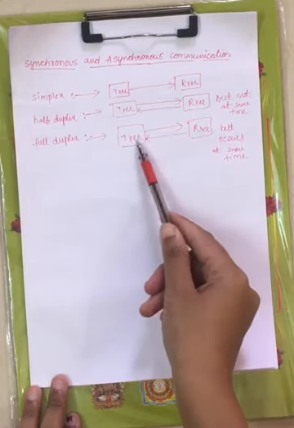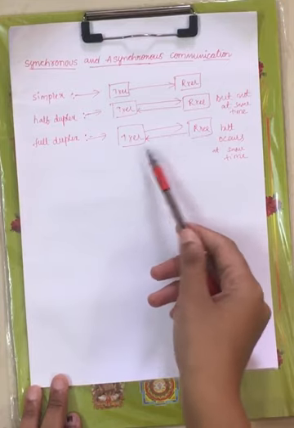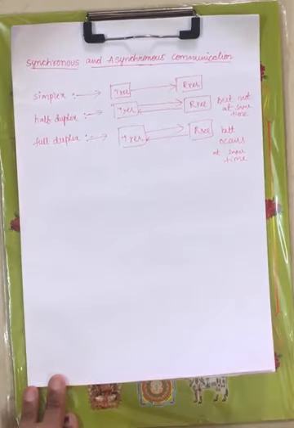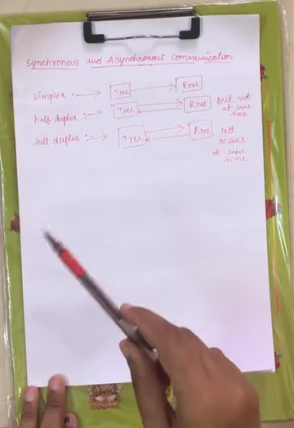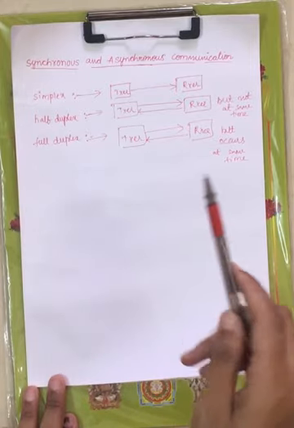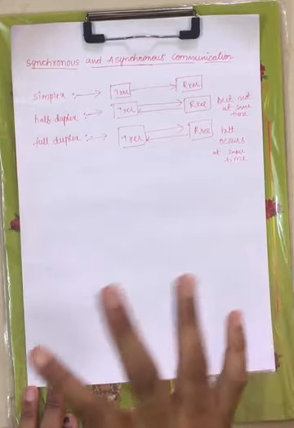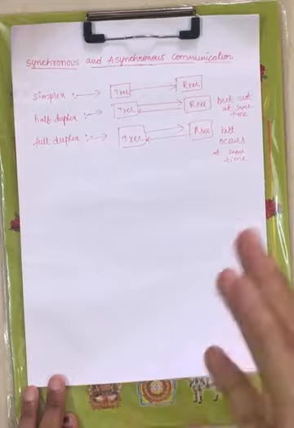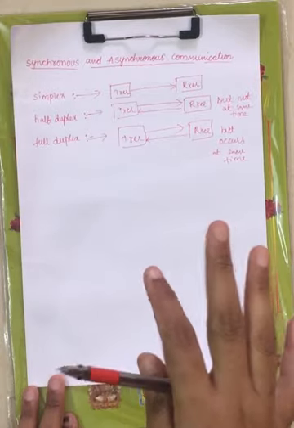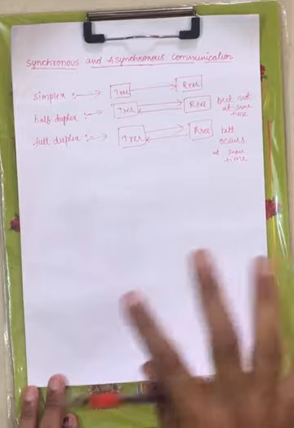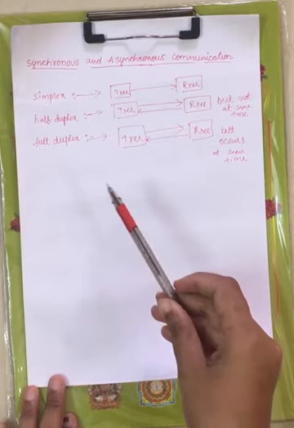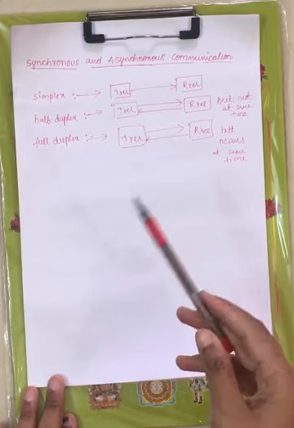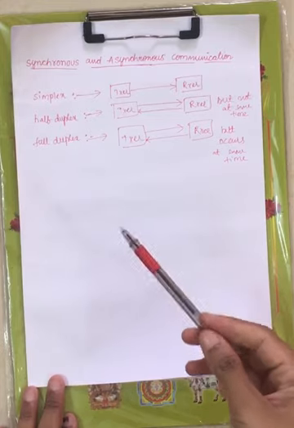Now under full duplex you can transmit the data in two directions, and it occurs at the same time. What is the difference between half duplex and full duplex? Whether it is half duplex or full duplex, both are used for transmitting two-way data. That means you can transmit the data in two directions, but under half duplex the transmission in two directions doesn't occur at the same time, whereas under full duplex you can transmit the data in two directions at the same time. That is the difference between half duplex and full duplex.